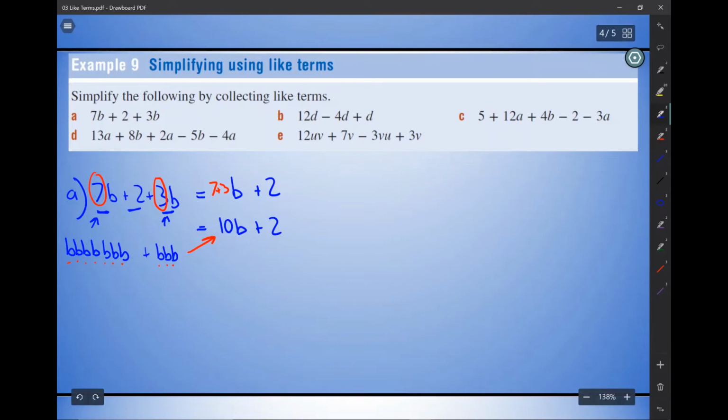Okay, let's move a little more quickly through these last few. 12d minus 4d plus d. Okay, all of these terms are like terms because they all have a d. So we're going to be able to reduce this all down to one term. Now, what we have to do is look at the numbers out the front and add them all together. 12 plus minus 4, which is just minus 4, plus 1. And that's going to equal 9d.